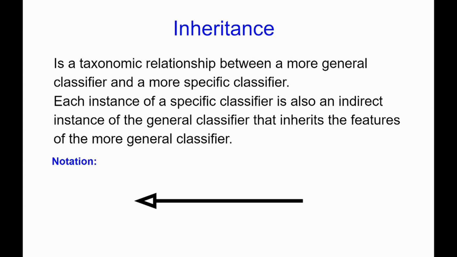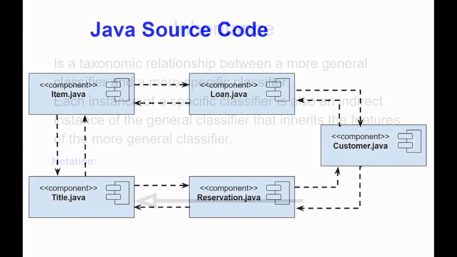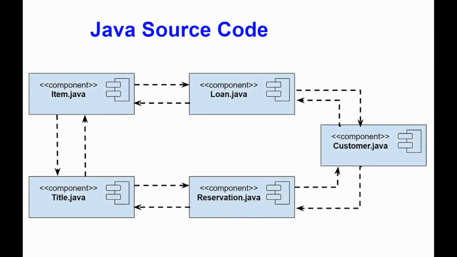Let's have a look at some use cases. Consider a typical step-by-step process of modeling a source code. That shows how we would approach creating a component diagram for a program.